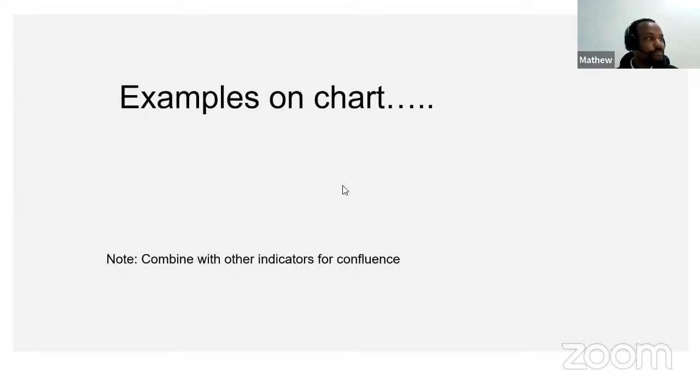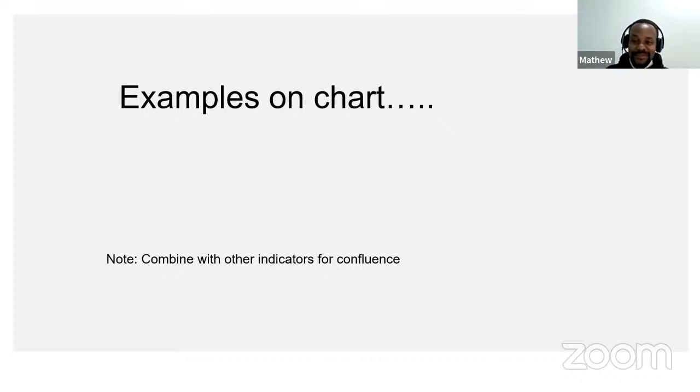All right, thanks, Zain. One thing I need to mention before we look at the charts is that it's important to combine the indicator with other tools or indicators so you can get confluence. A confluence is where you have more than two tools agreeing on the same direction, the same trend in the market. If they're agreeing on the same setup, then that's a confluence.